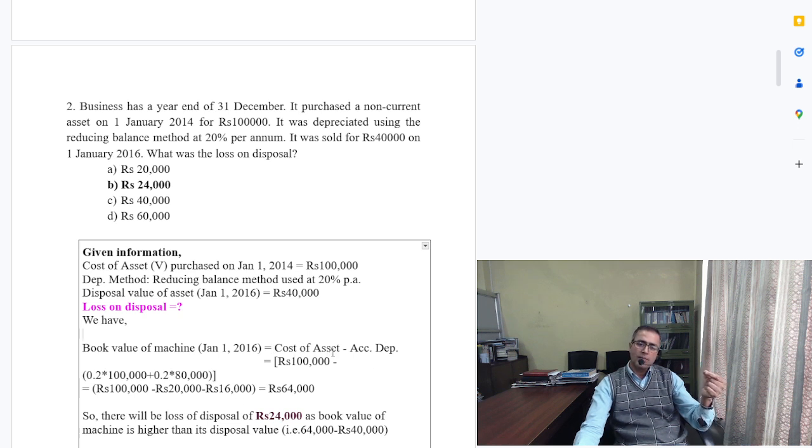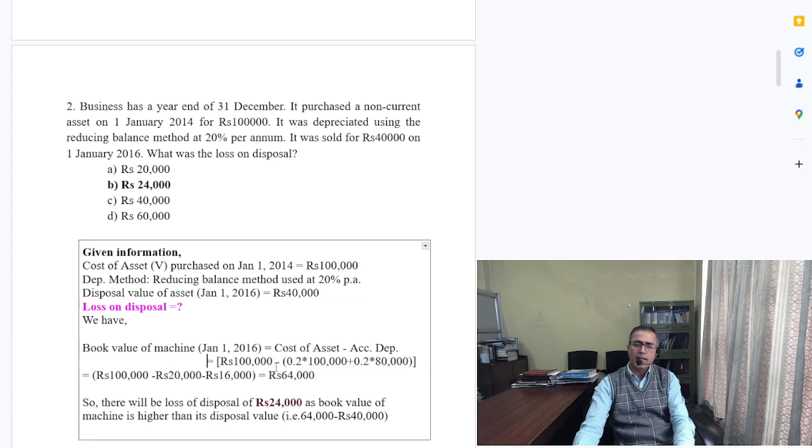So cost of assets minus accumulated depreciation is known as your book value of the machine. Now, the cost of the asset here is 1 lakh, and then exclude all the depreciation. That means you have used it for 2 years. Since you are using the diminishing balance method, the reducing balance method, in the first year it is 20% of this 1 lakh, that is 20,000.